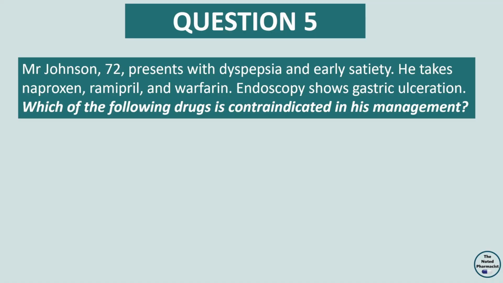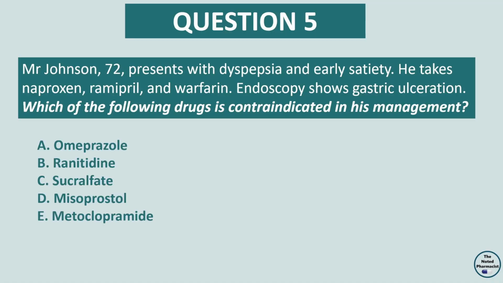Question 5. Mr. Johnson, 72, presents with dyspepsia and early satiety. He takes naproxen, ramipril, and warfarin. Endoscopy shows gastric ulceration. Which of the following drugs is contraindicated in his management?